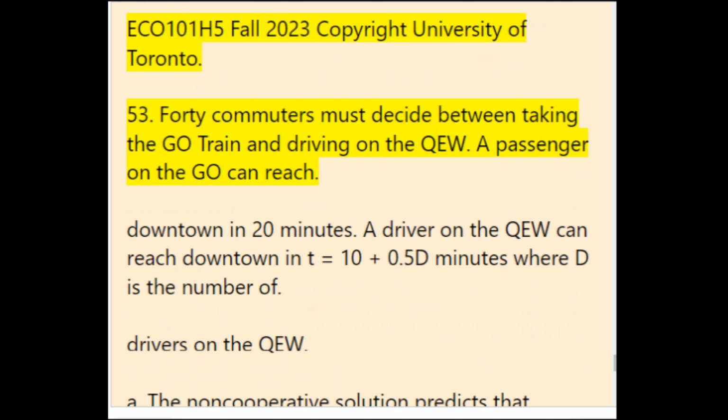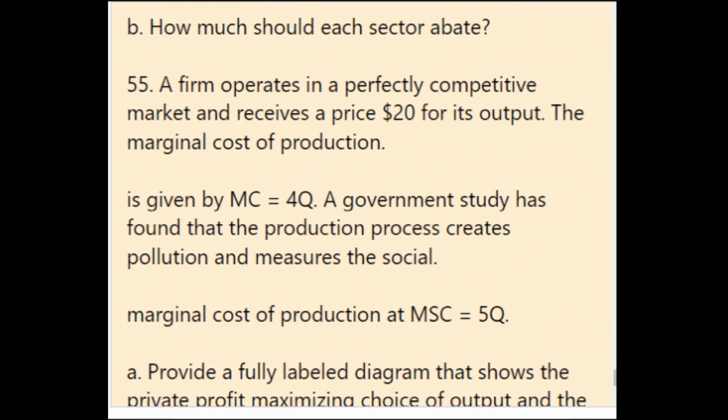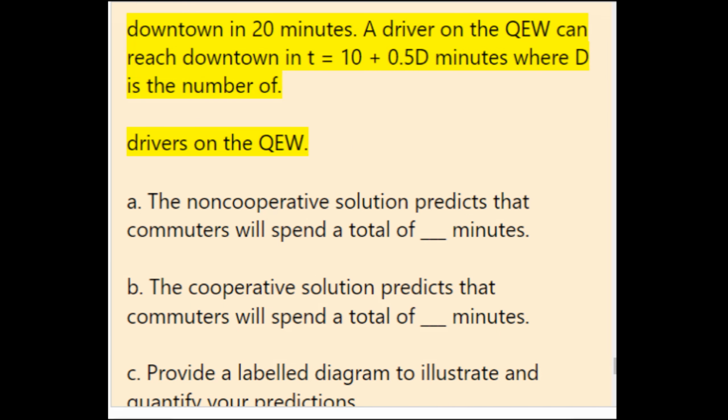53. Commuters must decide between taking the GO train and driving on the QEW. A passenger on the GO can reach downtown in 20 minutes. The driver on the QEW can reach downtown in T equals 10 plus 0.5D minutes, where D is the number of drivers on the QEW.